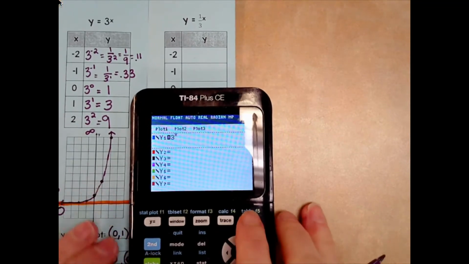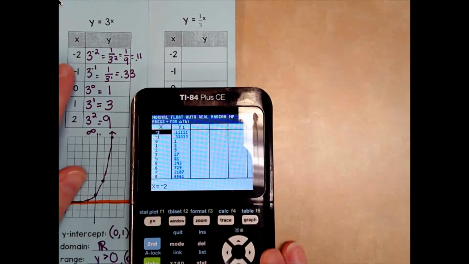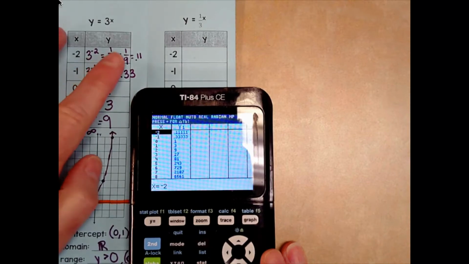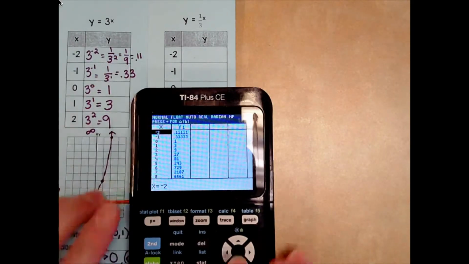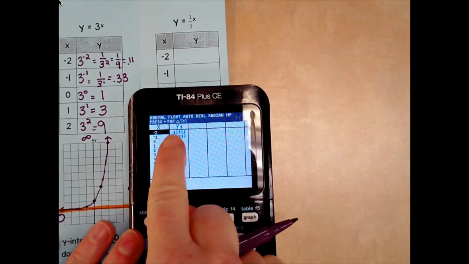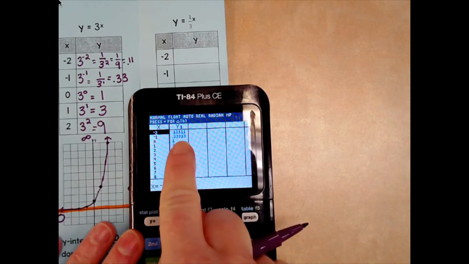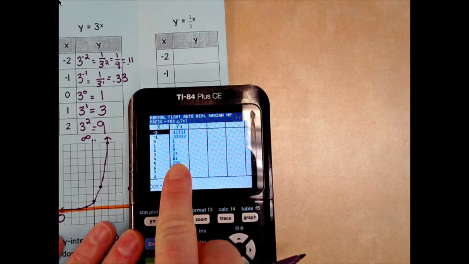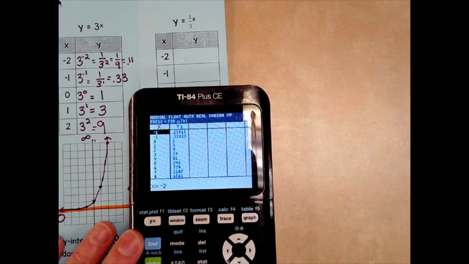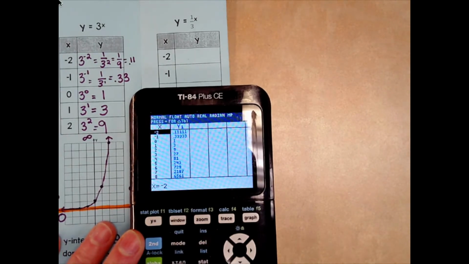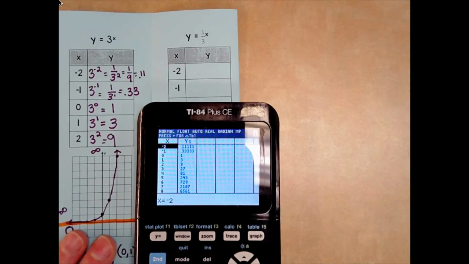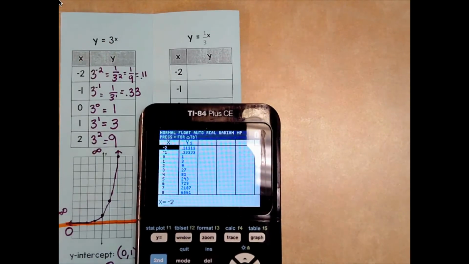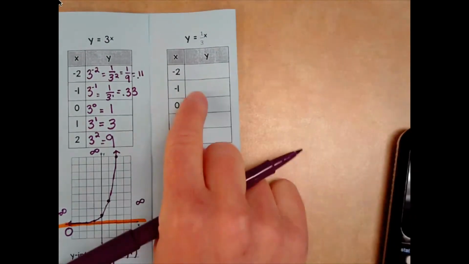And then look at the table and just make sure we did it correctly. So look at the -2 is 0.111, -1 is 0.3 repeating, and then the pattern is 1, 3, 9, 27, 81, 243. What is the rate that's being multiplied by? 3. Yep, just 3. All right, go ahead and do the next one.